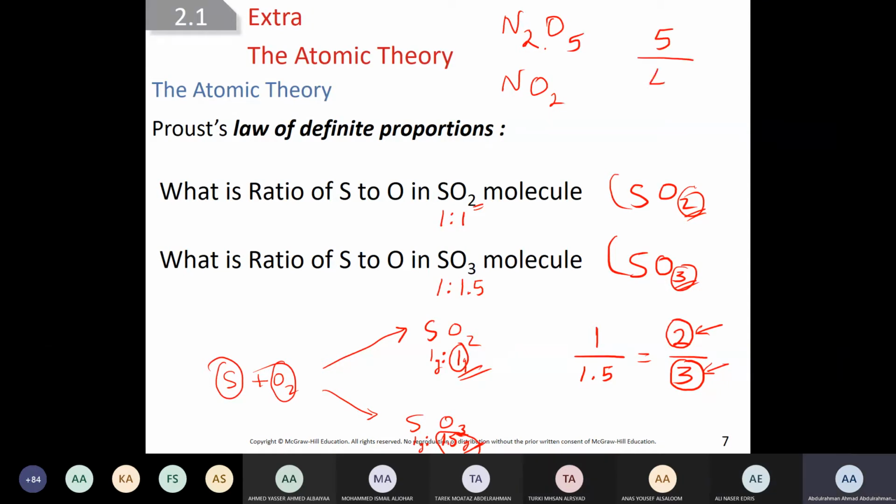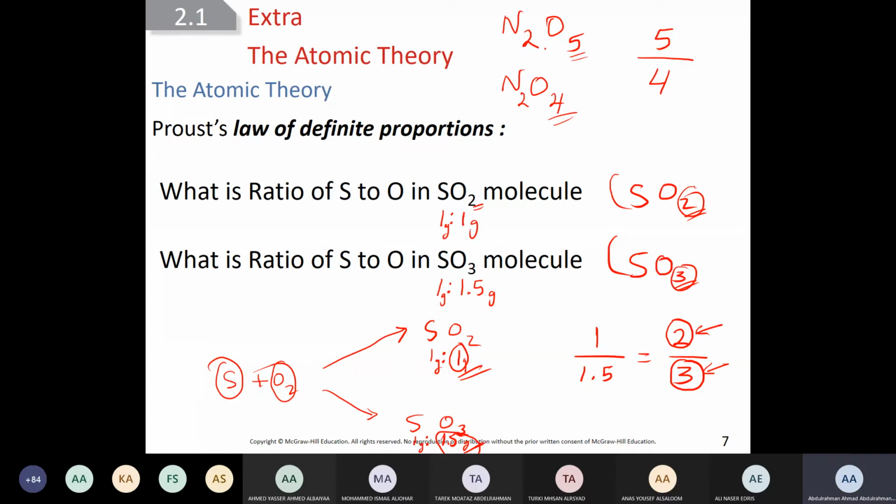5/4. 5/4. Why? Because you need to make this equal. So I'll change this to N2O4, and then I compare these together like this. Okay, so what's the ratio? Says that the amount, we can make everything in gram.